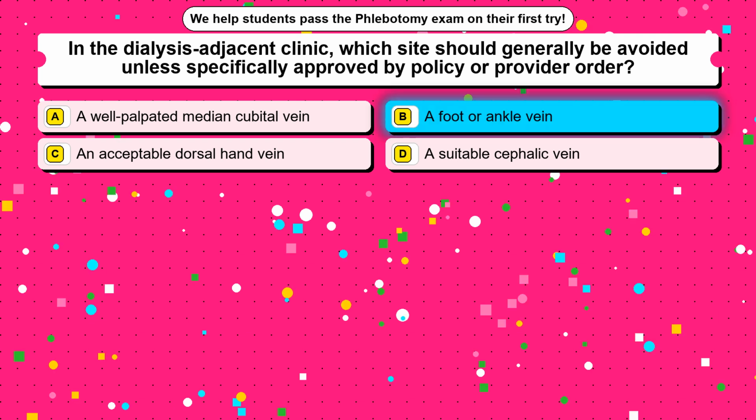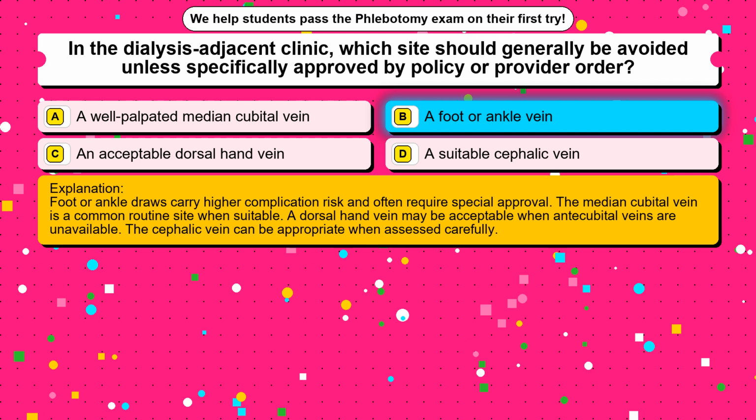The correct answer is option B, a foot or ankle vein. Foot or ankle draws carry higher complication risk and often require special approval. The median cubital vein is a common routine site when suitable. A dorsal hand vein may be acceptable when antecubital veins are unavailable. The cephalic vein can be appropriate when assessed carefully.